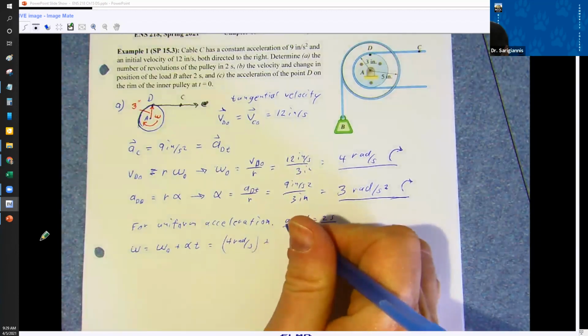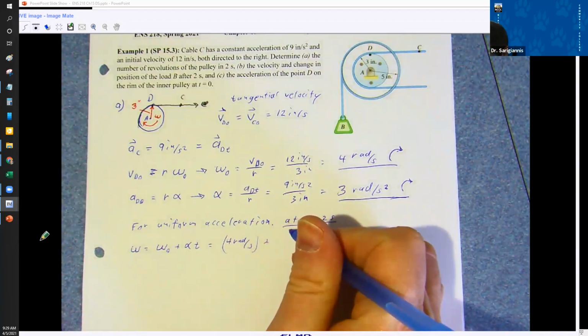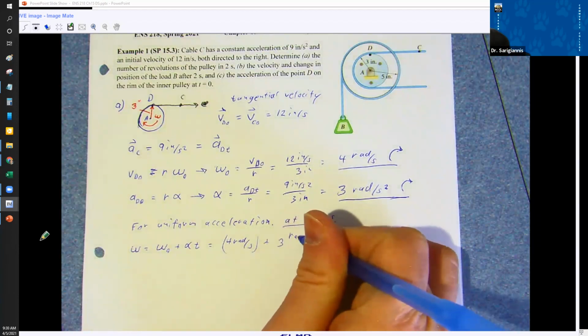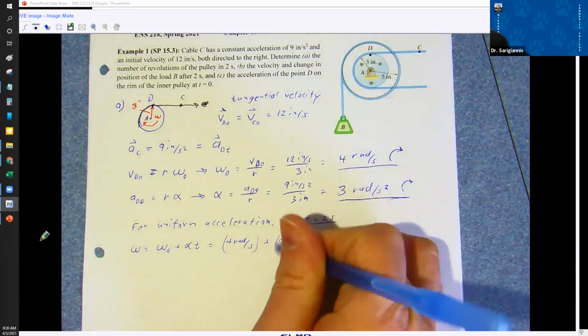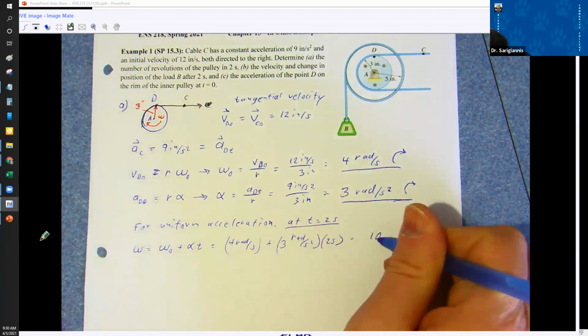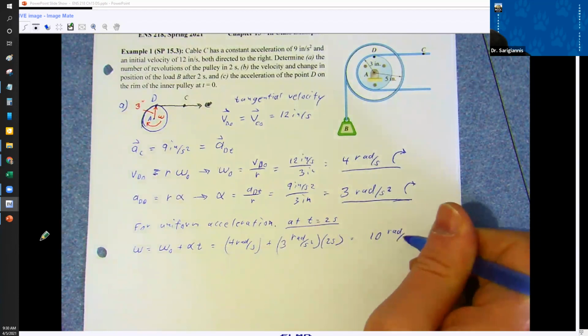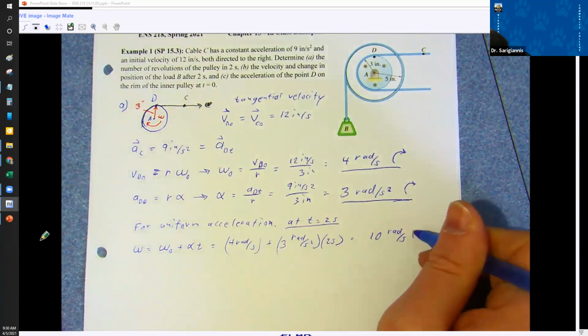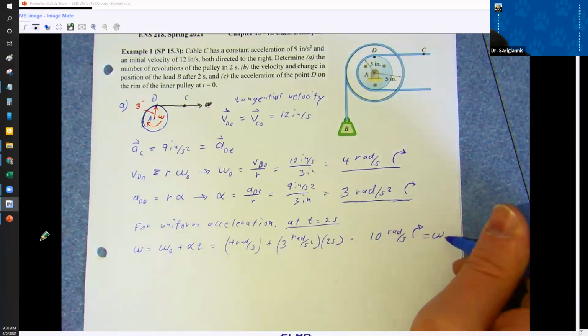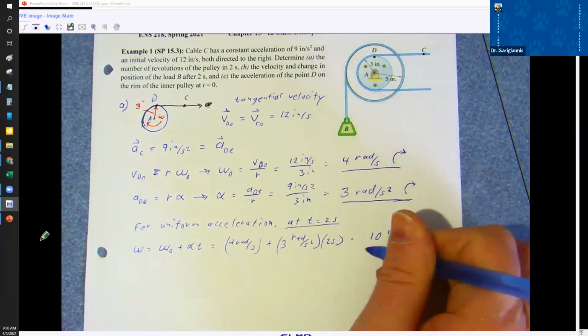All right, well, we're already here. So let's see, we got 3 radians per second squared times 2 seconds. This just gives us 10 radians per second clockwise. This is omega, right? We'll call this omega at 2 seconds, I guess.